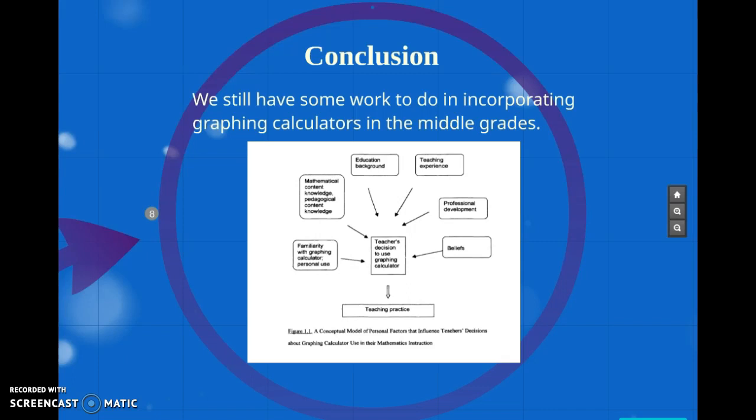If you take a look at figure 1.1, a conceptual model of personal factors that influence teachers' decisions about graphing calculator use in their mathematics instruction, you can see that there are many factors that will play a role in teachers' decision to use graphing calculators in their teaching practices.